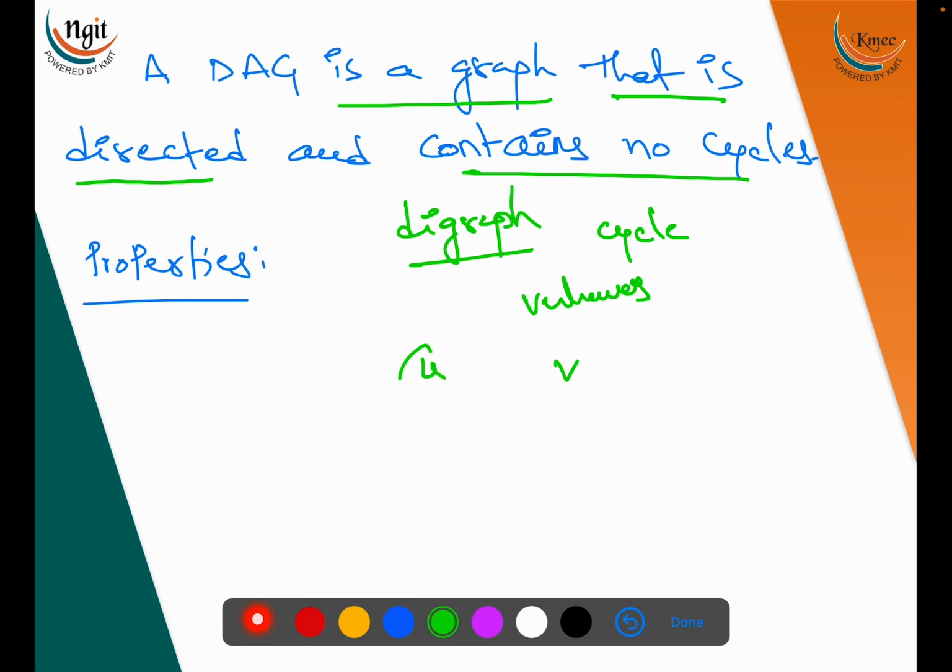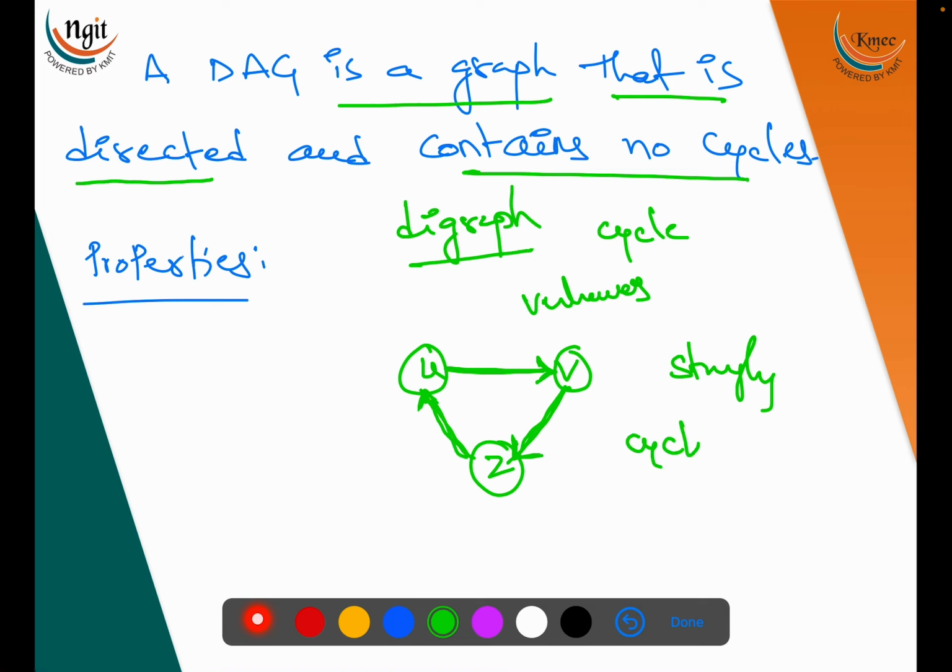Assume that I have 3 vertices, U, V and Z. All these 3 vertices are connected. It is strongly connected and the directions are something like this. That is, U to V, you have a direction. V to Z, you have a direction. Z to U, direction. So this digraph is forming a cycle. So this is called a cyclic graph.